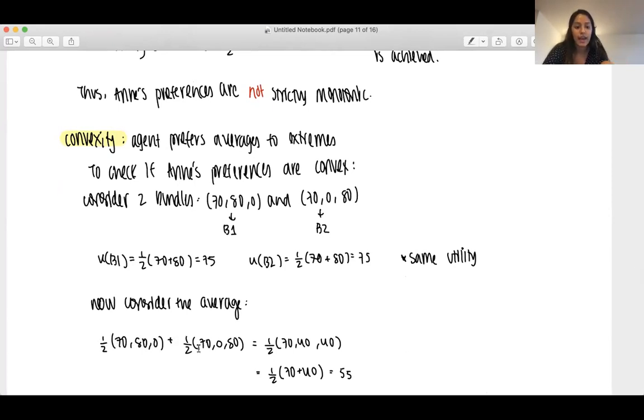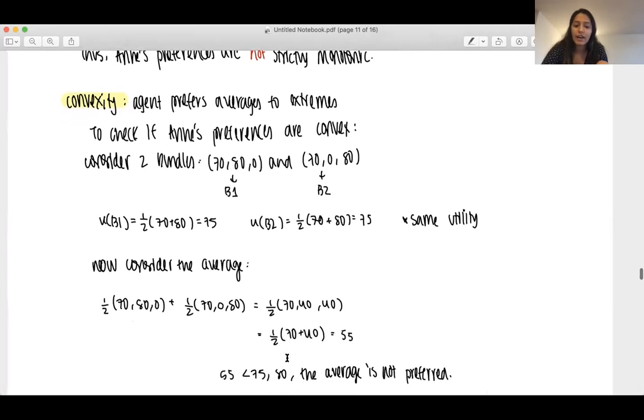Now, if we were to consider the average, the utility changes because you take half of 70, 80, and 0, and then half of 70, 0, and 80. This turns into half of 70, which remains the same, and 40 in this case, because 0 plus 80 is 80, divided by 2, which is 40. And that's the same case for the third exam. So here you see that half of 70 plus 40 is equal to 55.